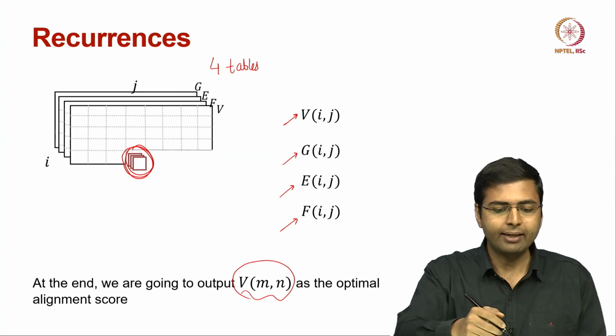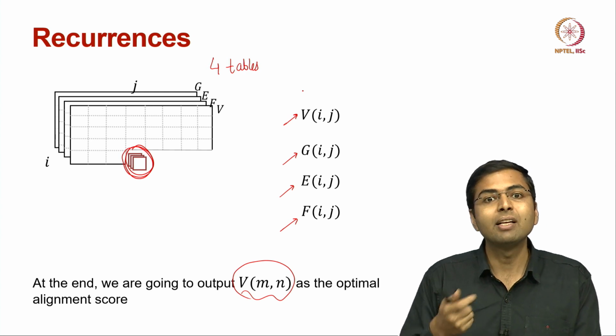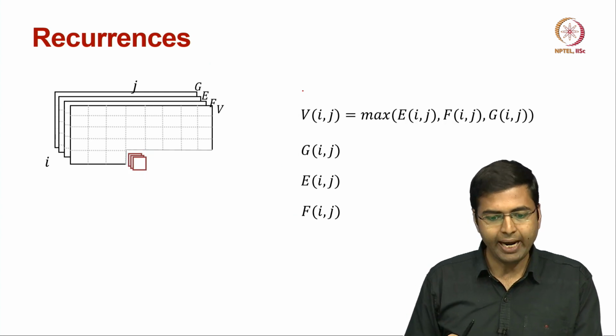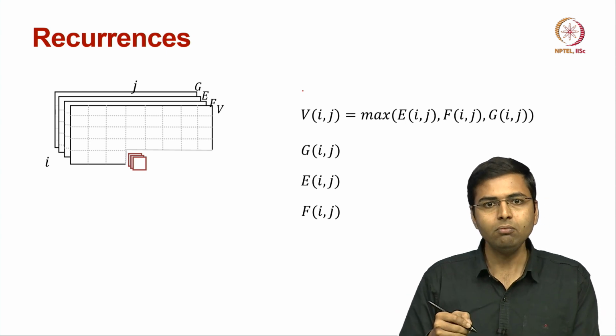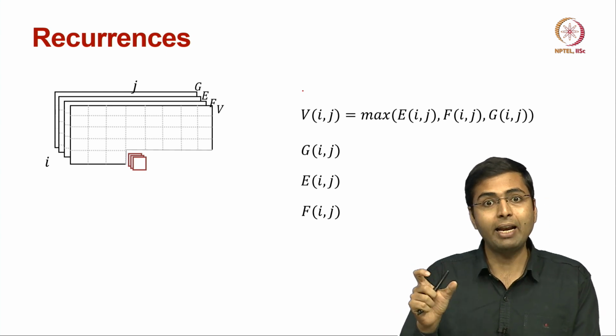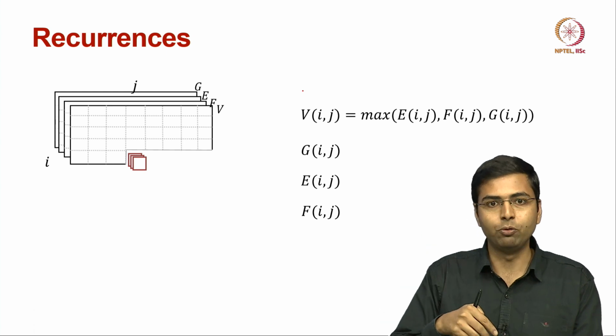Okay. So, let us understand how these recursions are going to work. Let us start with the simplest one. Vij is just the maximum of all these 3 values, because Vij is the optimal alignment between a suffix of A and a suffix of B. There is no restriction further. So, V is the maximum of all these 3 values.